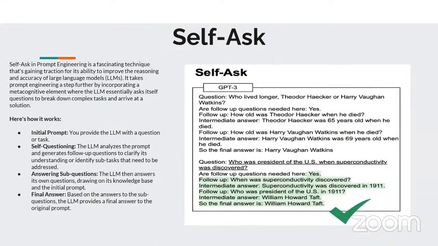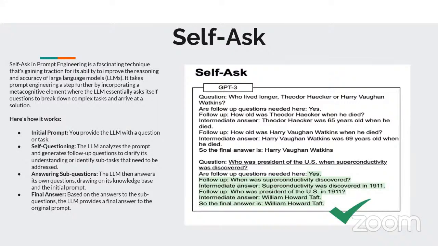Then there is self-ask. What is self-ask? Self-ask is a technique where the LLM asks itself questions to better understand and solve complex tasks. Why is it important? It helps improve the LLM's reasoning and accuracy by breaking down problems into manageable parts. How does self-ask work? It will have an initial prompt. We have to give the initial prompt first. After that, self-questioning: the LLM examines the prompt and creates follow-up questions to clarify its understanding or identify smaller tasks that need to be solved.